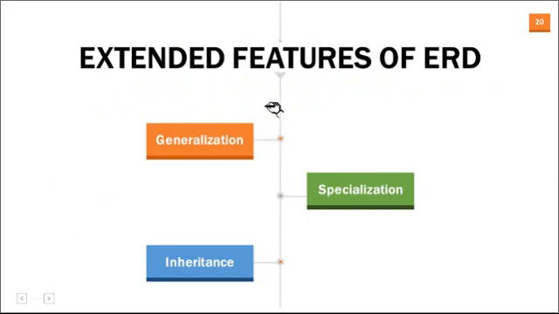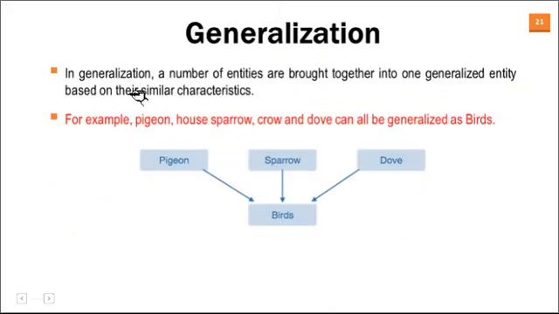Now we will discuss some extended features of the ER diagram, that is generalization, specialization and inheritance. What is generalization? I can combine two or more entities into a single one according to their common or similar characteristics, and that is generalization. Like pigeon, sparrow and dove, all are what? Birds. It means all birds have one common characteristic, that is they are all birds. So I can combine them into a bird entity.